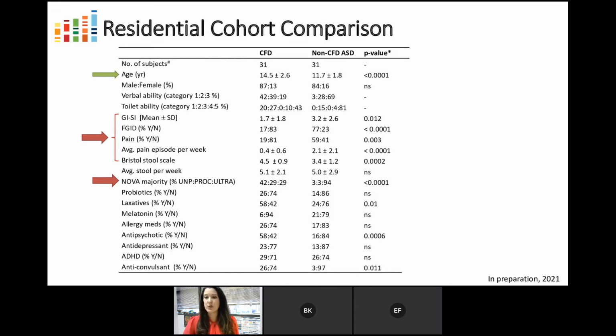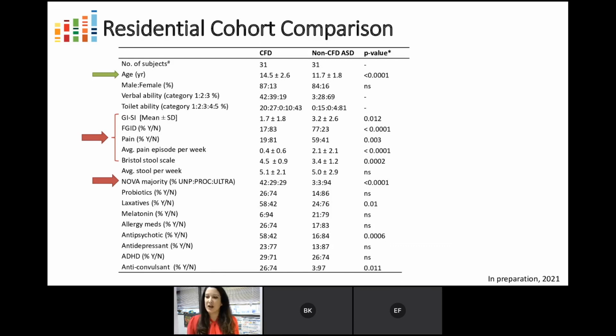But if you look at this first red arrow, you can actually see all of the different criteria that are related to GI symptom severity. And you see that this residential cohort is actually doing much better with regard to their GI symptoms. The other thing to point out here is that second red arrow where you see the NOVA majority. So this is related to their dietary patterns. So with the residential facility, we see most of them on an unprocessed food diet, some of them meeting the criteria for a processed food diet, and a few of them meeting criteria for an ultra-processed food diet. Now, the question would be, if they're on this in-depth dietary intervention, how did you capture kids that had the criteria from an ultra-processed food diet?